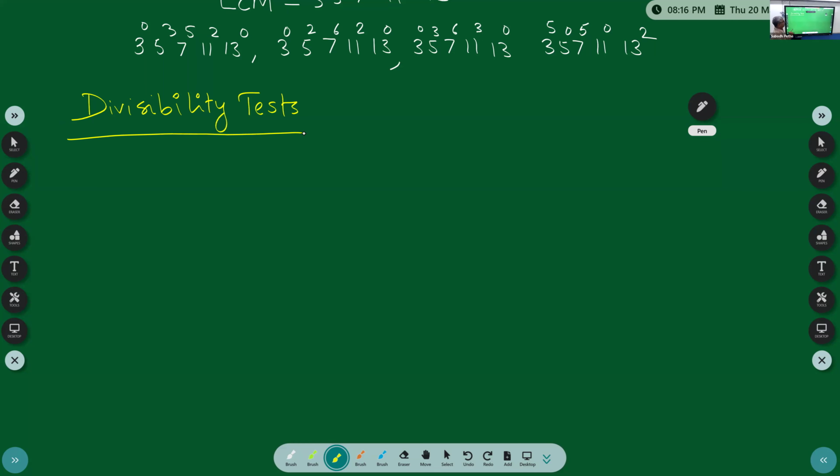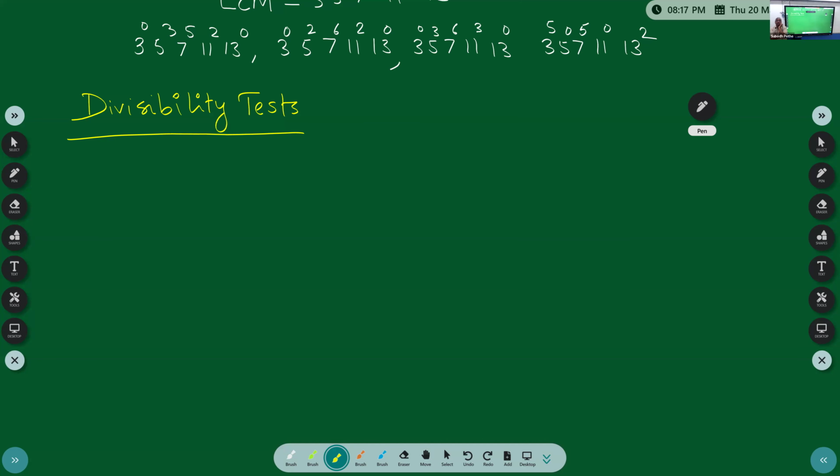Let us look at divisibility tests. Now we have understood the importance of the divisibility test. We have to be efficient in prime factorization of any natural number given to us. If we have a divisibility test, then we will be efficient. So, what is the divisibility test of the first prime number, 2?